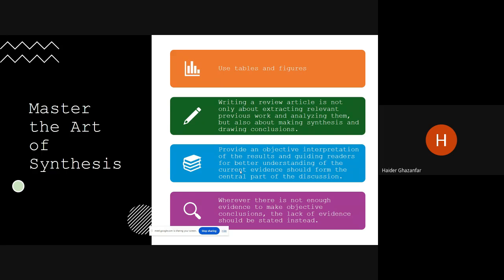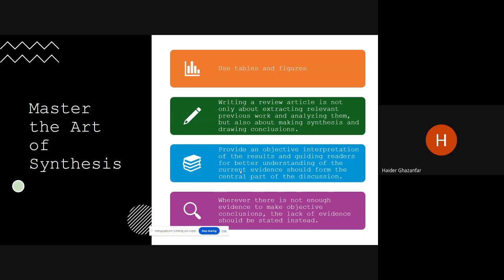Writing a review article is not only about extracting relevant previous work and analyzing it, but also making it more concise and summarized, and you have to be able to make conclusions from all the papers that have been published, and that is going to be in your own words. Providing an objective interpretation of the results and guiding readers toward a better understanding of the current evidence should form the central part of the discussion. Whenever there is not enough evidence to make an objective conclusion, the lack of evidence should be stated as well.